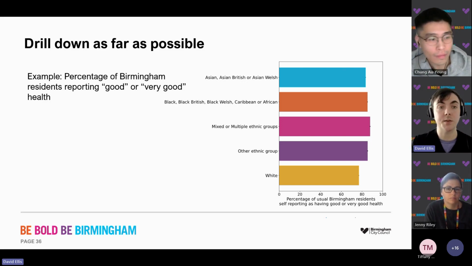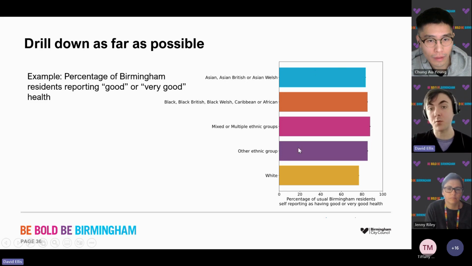So in the census, one of the questions that was asked was, how good do you feel your health is? And here we're looking at the percentage of people in Birmingham who said good or very good. And we see there are some differences between these broad ethnic groups. So they're written out a little bit more fully, but essentially they're the Asian, Black, mixed, other, and white groups. And we'd be forgiven for missing the fact that there is actually an error bar on here. But because our populations are so large, because we're looking at the whole of Birmingham, the error bar is very small. So that gives us confidence to say, okay, maybe we can look at some smaller groups.